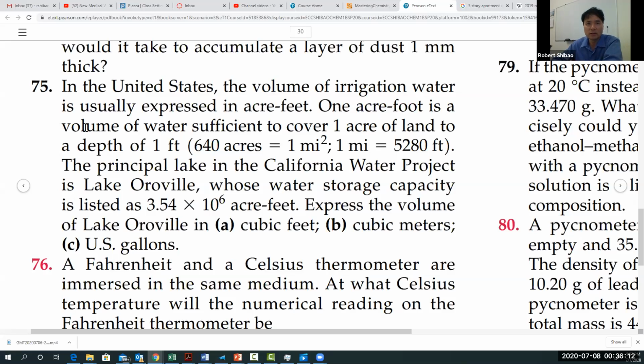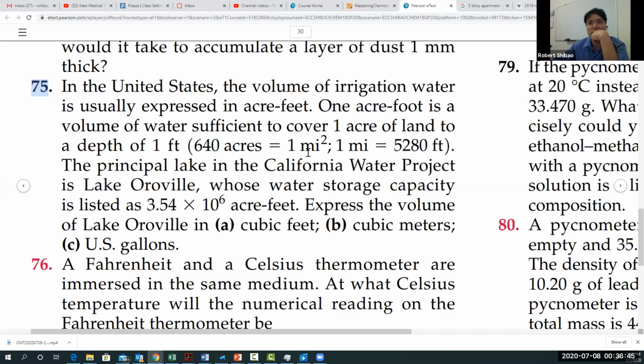And so let's take a look at this problem. This is from the Chem 1A book, but just to give you an idea of different types of composite units, let's take a look at this one. In the United States, the volume of irrigation water is usually expressed in acre feet. That's an acre times a foot. Again, acre is area, foot is height, this is volume. 1 acre foot is a volume of water sufficient to cover 1 acre of land to a depth of 1 foot. So if I have an acre foot of water, take an acre of land and bury it in 1 foot of water.